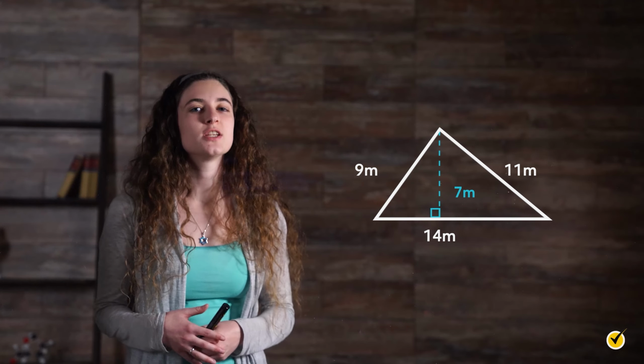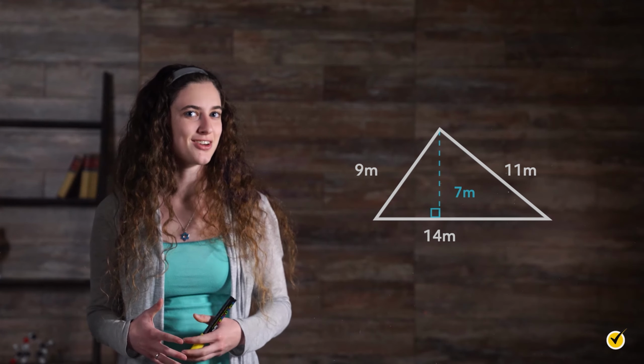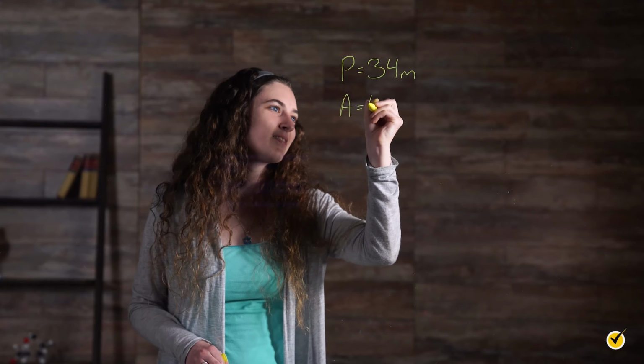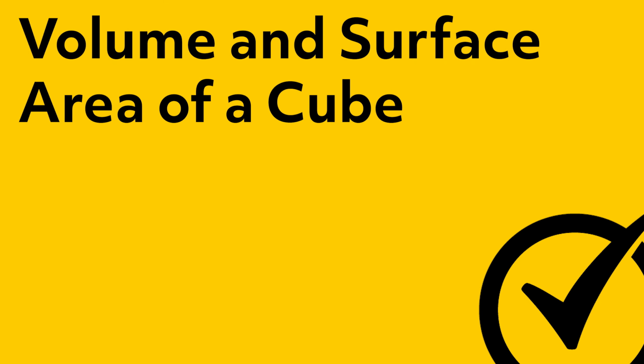Here's one more for you to solve on your own. Try pausing this video and then finding the perimeter and area of this triangle. Think you got it? The perimeter is 34 meters and the area is 49 meters squared.